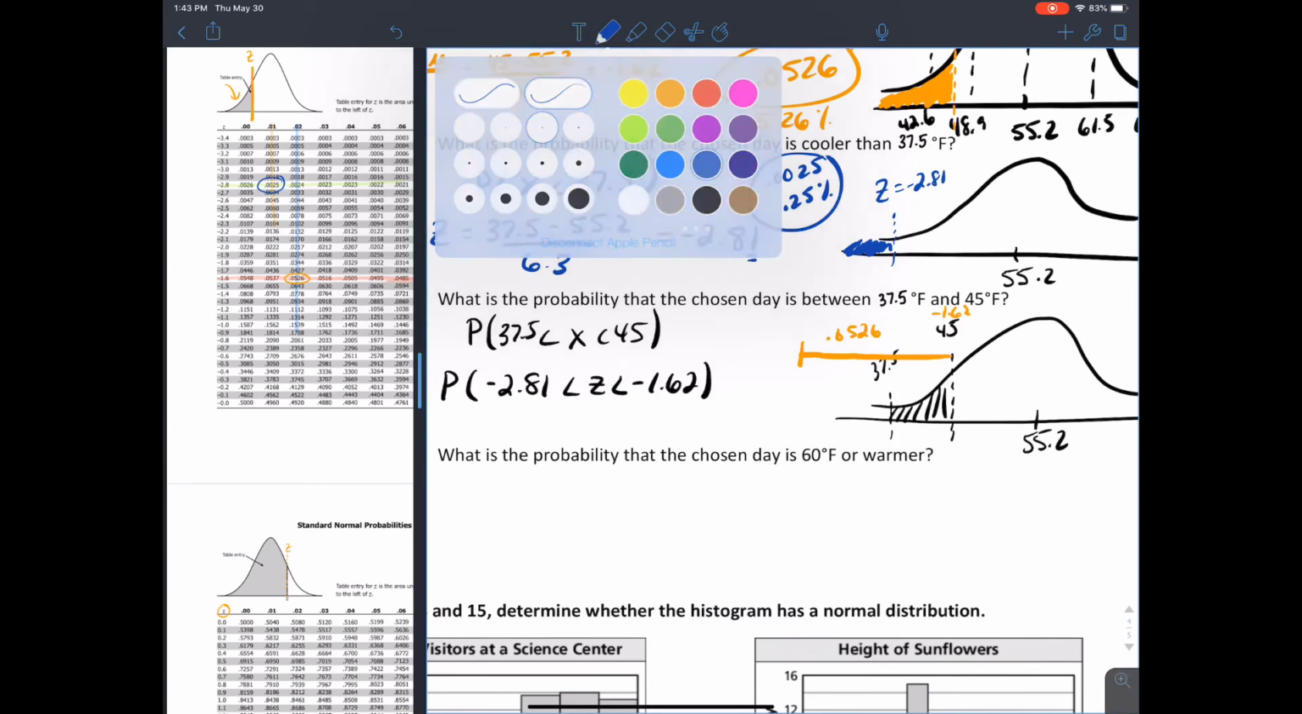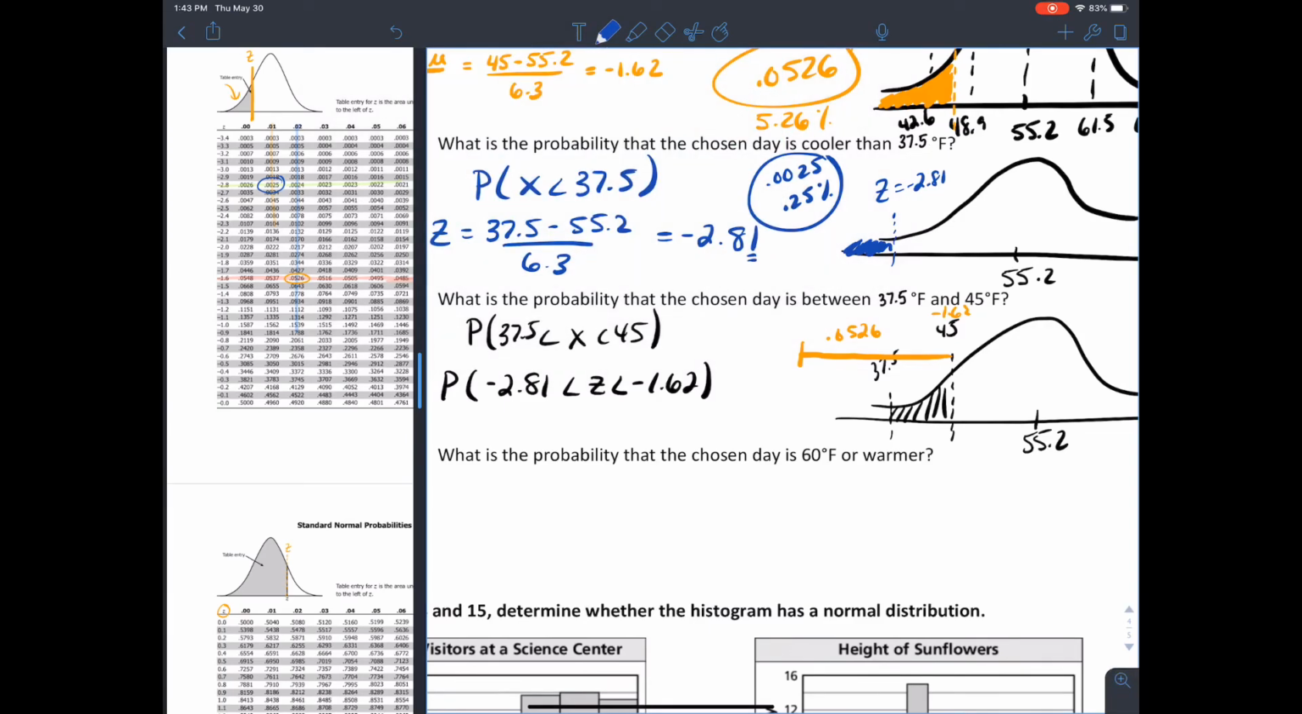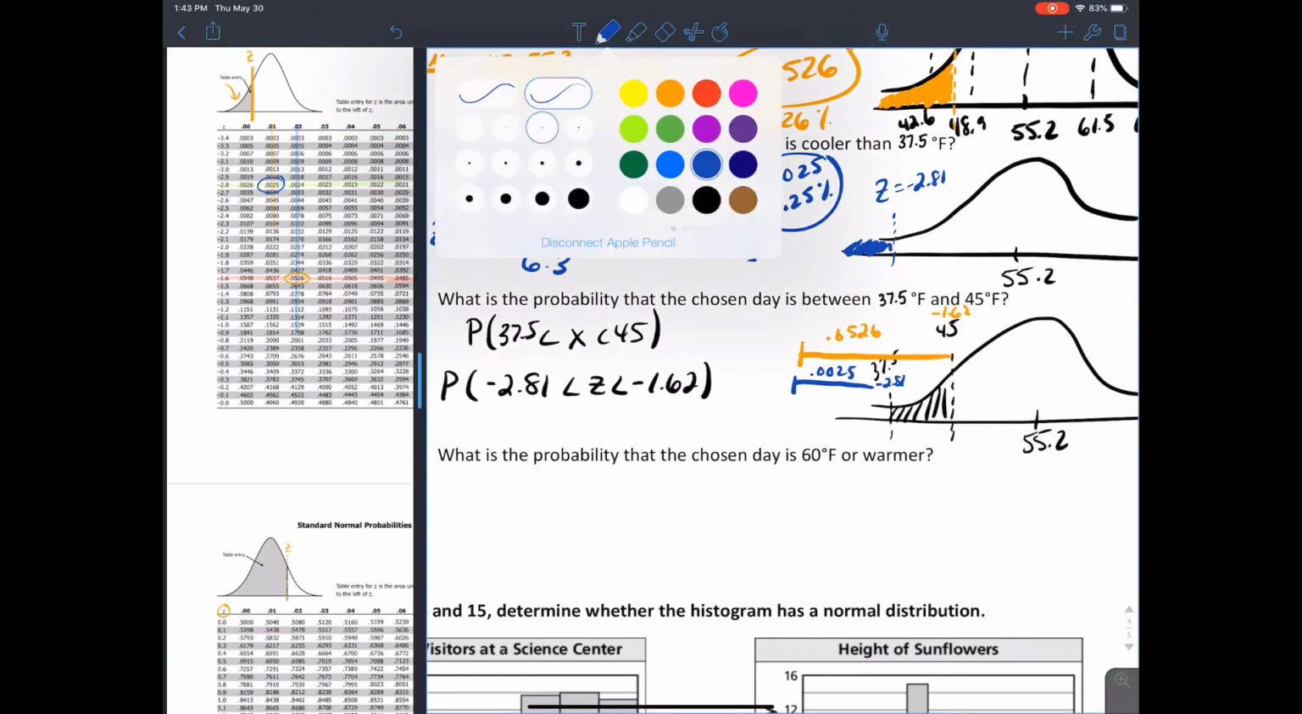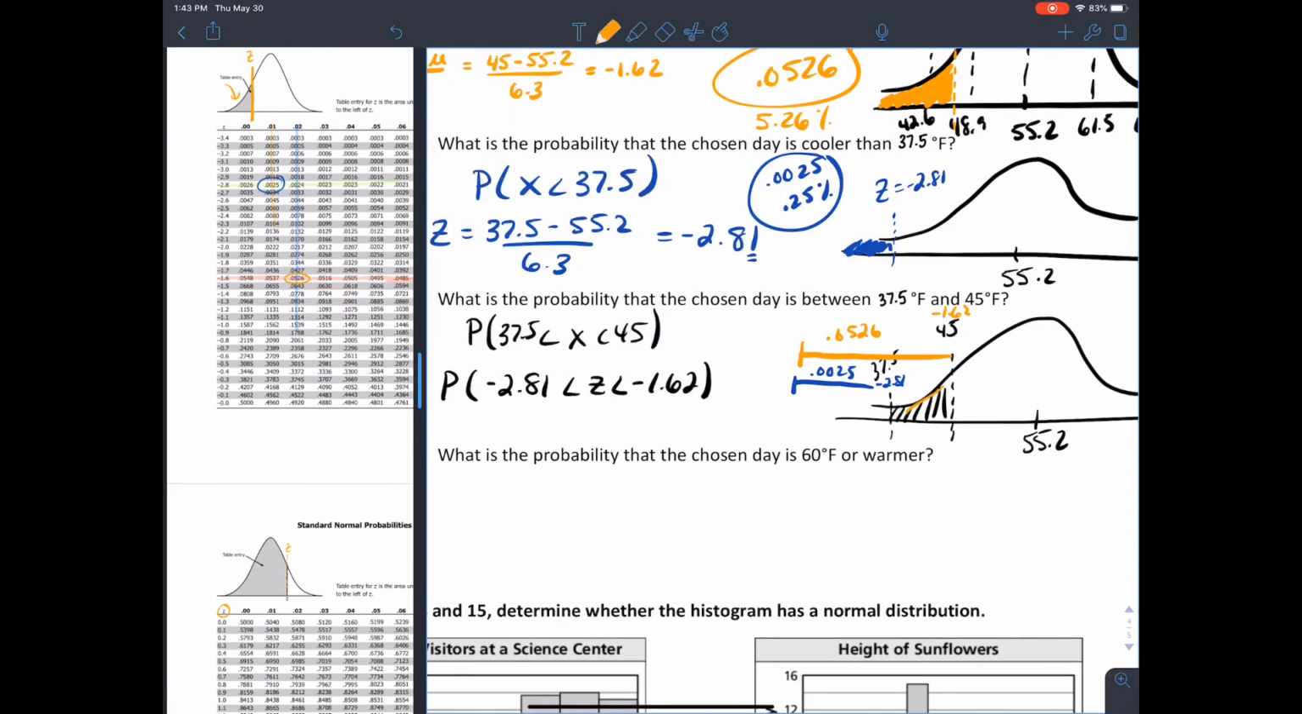In the example we just did, we calculated the area to the left of this z-score, which was negative 2.81. We said going this way, that would be 0.0025. So if I use some shading here, we can see that all of the orange is too much area, so I'd want to take away the blue to be left with this little part here.